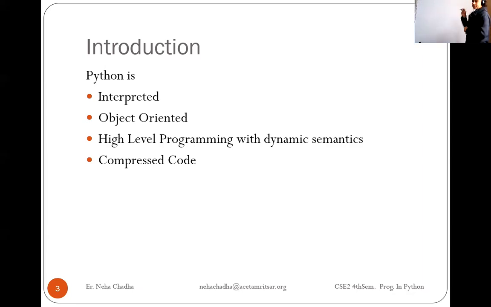As I am saying, it is with dynamic semantics. Let's play with one example. If I write here int a, this is in the case of C++ or C. That means a is a variable and int is the data type. Whatever value I take here, if I take 15, this is an integer, that's fine.